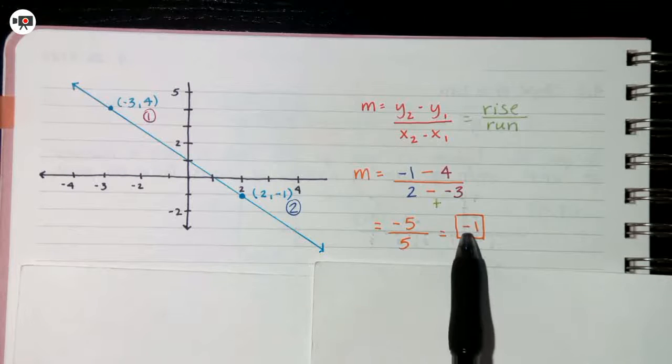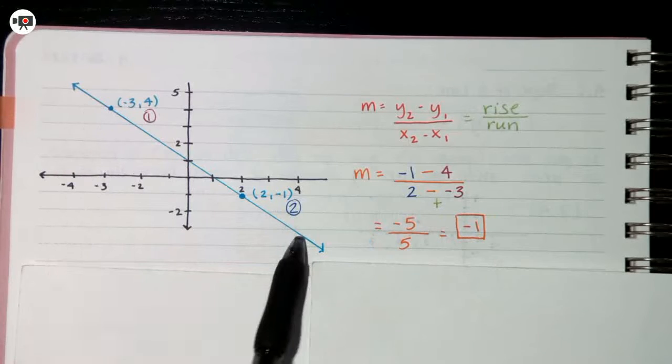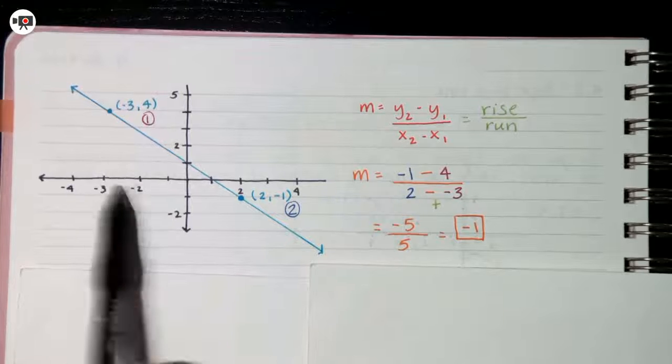-5 over 5 is -1. Negative checks out because I know that it is pointing down. And the 1, we found that because it was going to be 5 over 5.